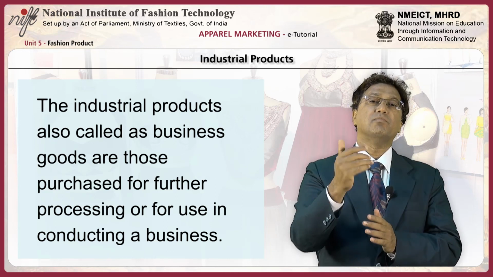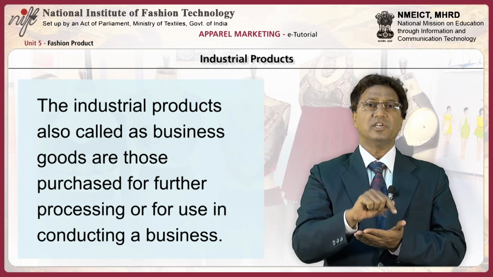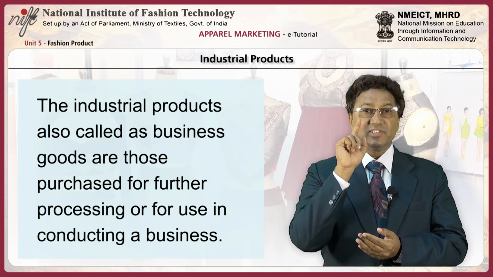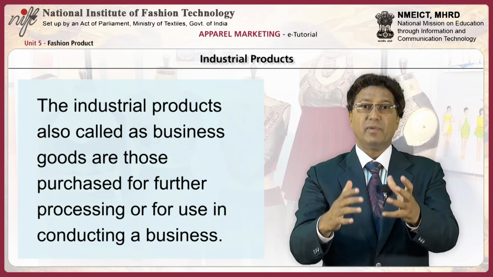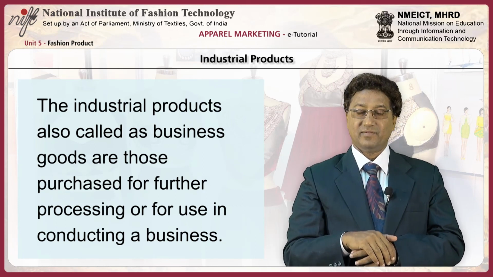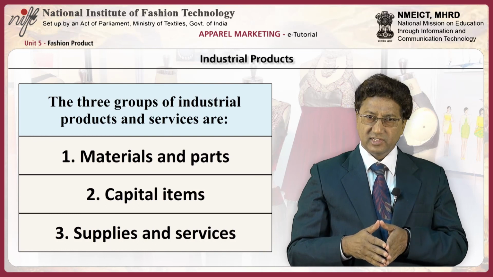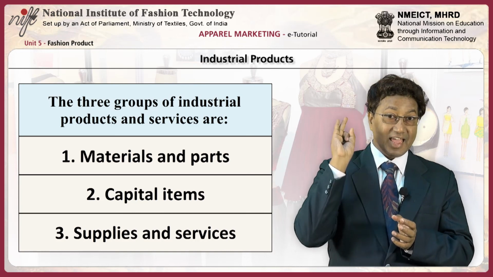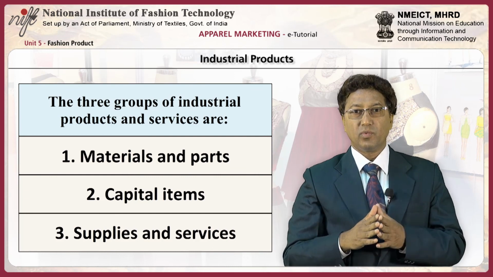If a consumer buys a steam iron for use at home, the steam iron is a consumer product. If the same consumer buys the same steam iron for use in a garment manufacturing factory, the steam iron is an industrial product. The three groups of industrial products and services include materials and parts, capital items and supplies and services. Now let us discuss one by one.